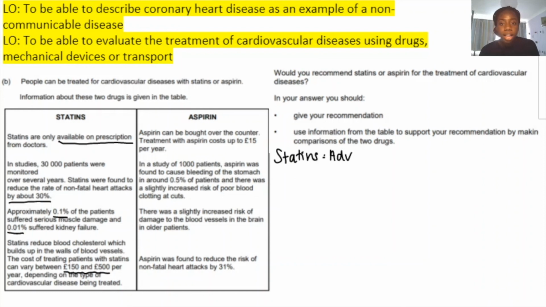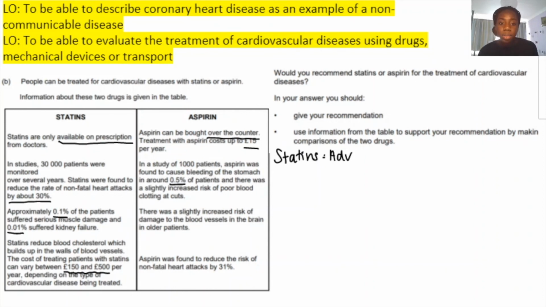One major advantage of aspirin that immediately sticks out is the fact that it can be bought over the counter. This means people can have very easy access to it and it's very readily available. It's also quite cheap to treat someone with it, as it only costs up to £15 per year, which is obviously a lot more affordable if a patient is going to be buying it themselves. Then thinking about the disadvantages, that is more on the higher rate of side effects at about 0.5%.